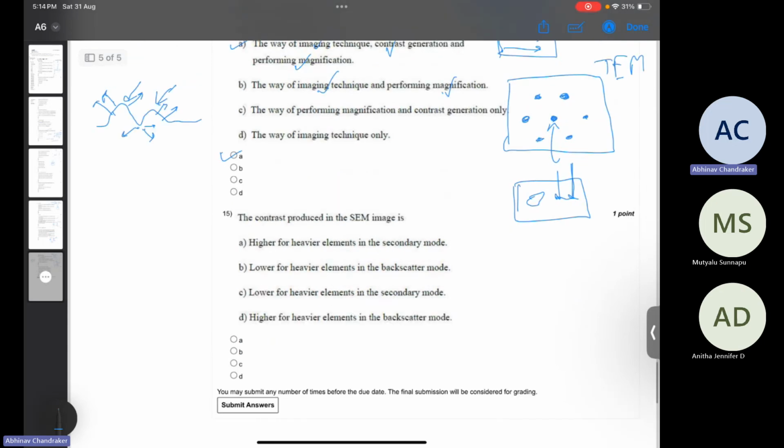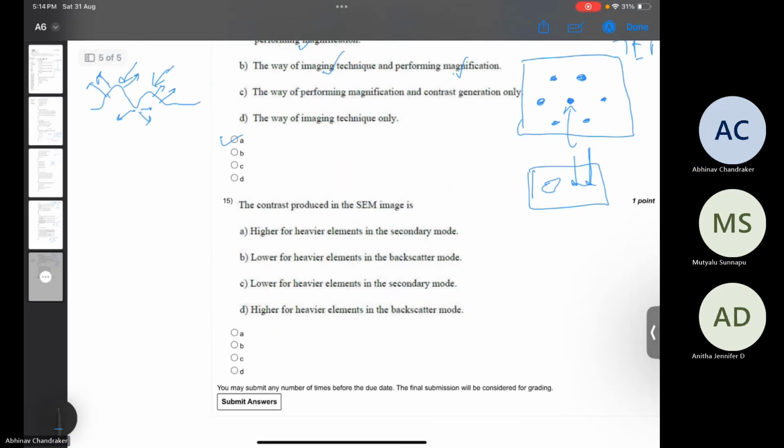Coming to the last question. The contrast produced in the SEM images is: lower for the heavier elements in the secondary mode, lower for heavier elements in the backscatter mode, lower for heavier elements in the secondary mode, higher for the heavier elements in the backscatter mode.